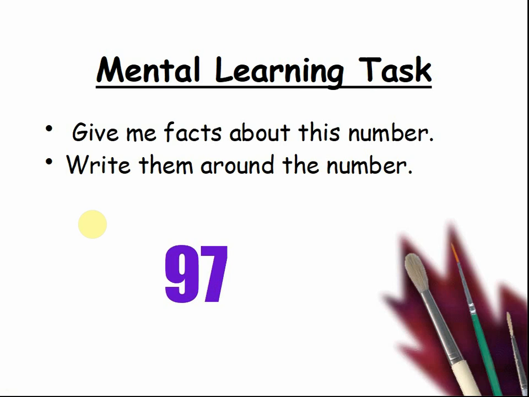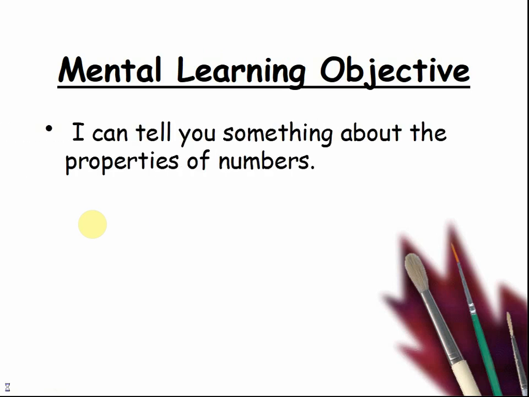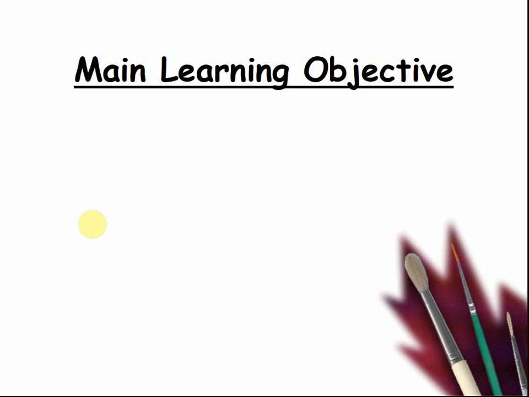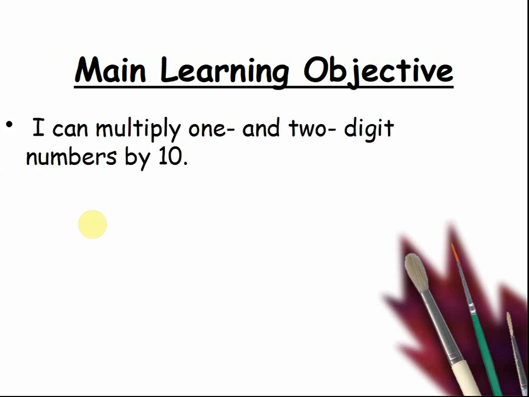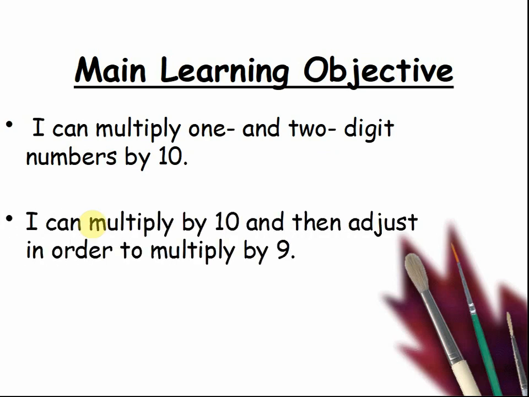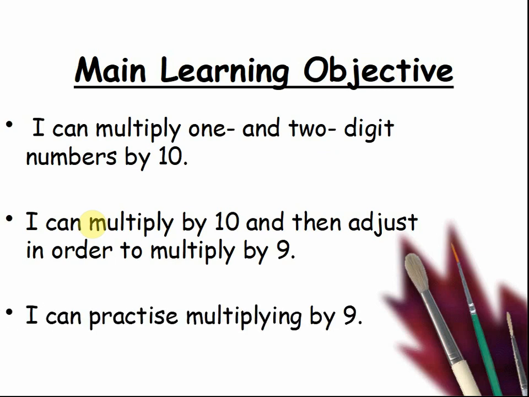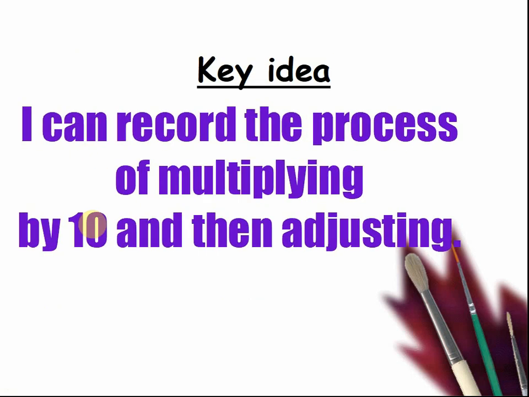Here comes the next slide. I can tell you something about properties of numbers was our mental learning objective. Here is our main learning objective. I can multiply 1 and 2-digit numbers by 10. I can multiply by 10 and then adjust in order to multiply by 9. I can practice multiplying by 9. The key idea today: I can record the process of multiplying by 10 and then adjusting.